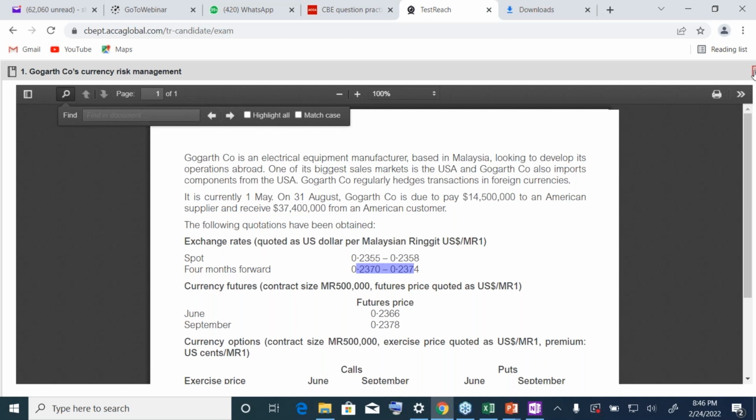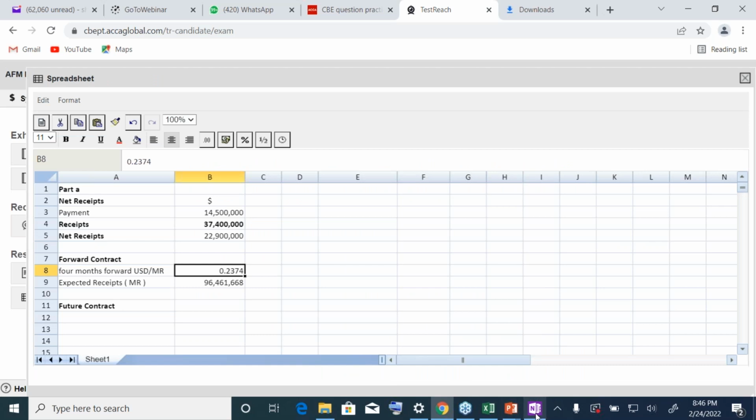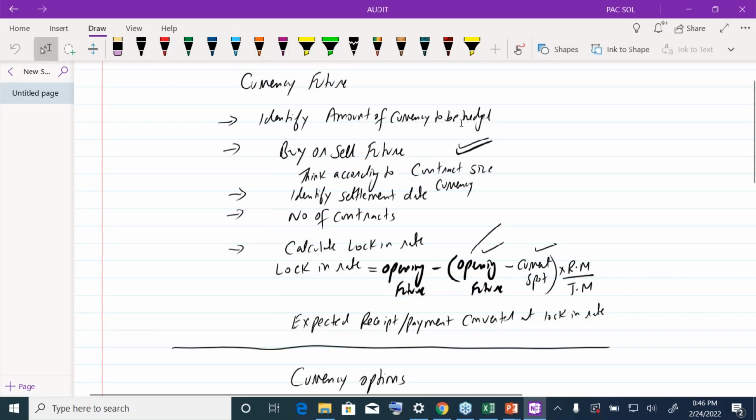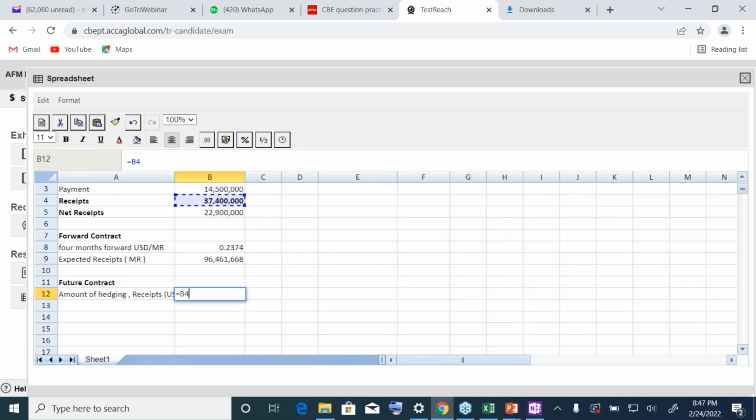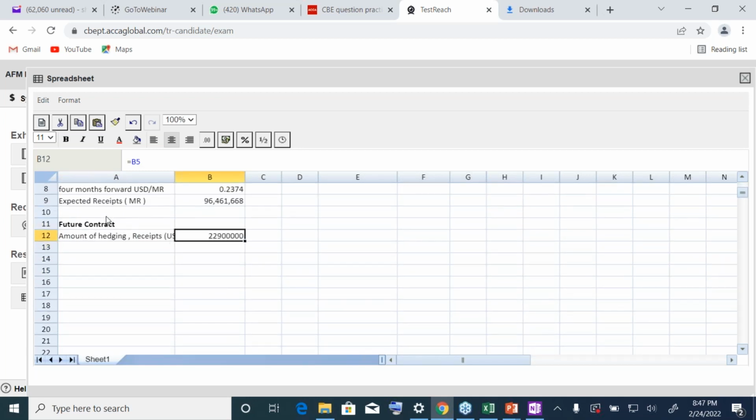Okay, let's solve the future contract. I have explained the steps. First, identify the amount of currency to be hedged. That is a receipt of USD 22.9 million.